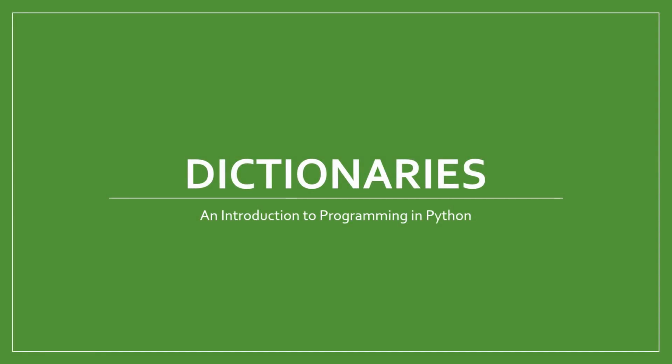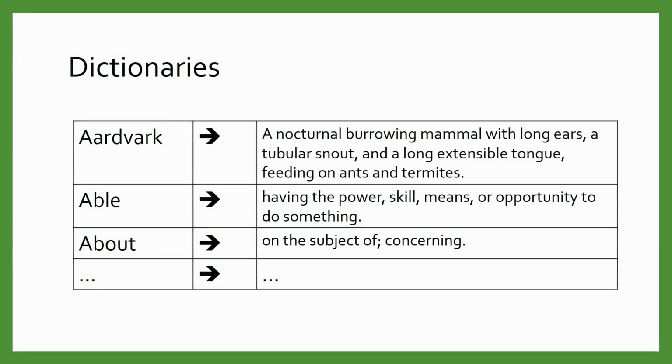Let's learn about dictionaries. Dictionaries are one of the most flexible and useful data structures in programming. The idea of a dictionary is that they map from keys to values. Think of it like an actual dictionary. Given a word, you can look up its definition. This lookup behavior has a large number of applications.